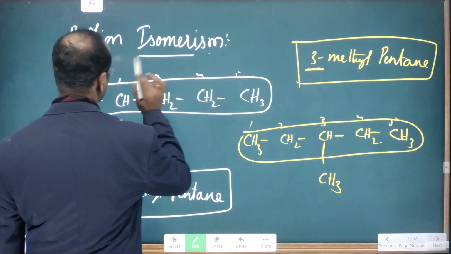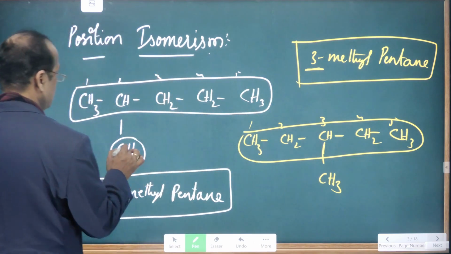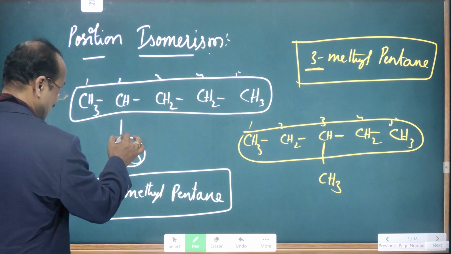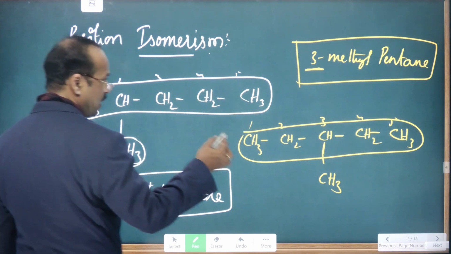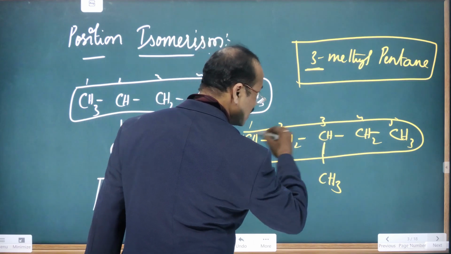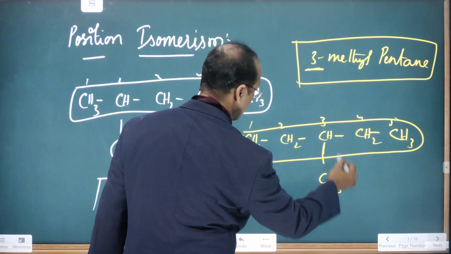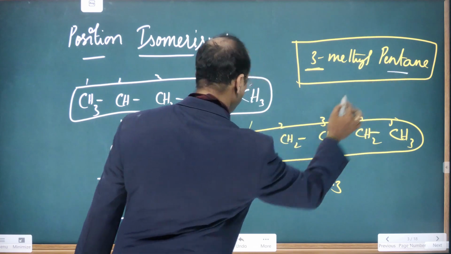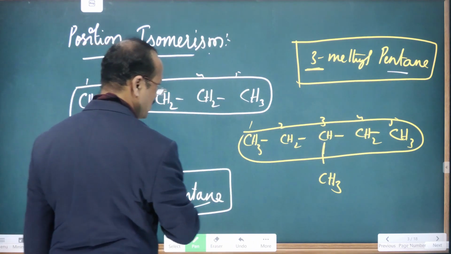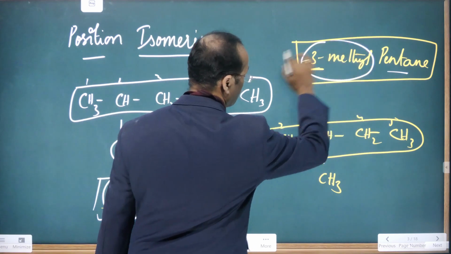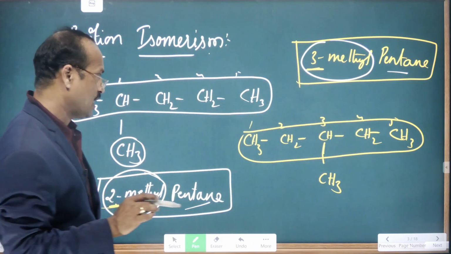Then come to the position. If there is a change in the position, see here, methyl is attached to the second carbon of pentane, so it's called 2-methyl pentane. And here methyl is attached to the third carbon of pentane, so this is called 3-methyl pentane. Pentane remains the same, the root word is the same, but the difference is the position of the methyl: second carbon here, third carbon here.